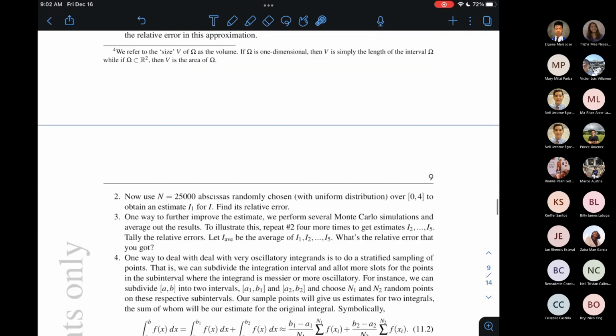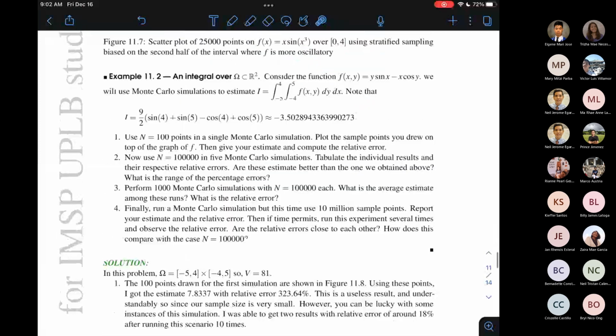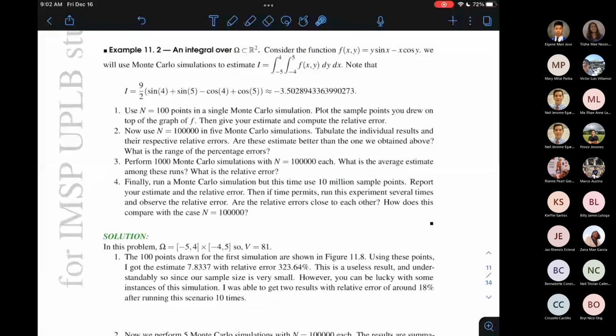Okay. So, let's try a two-dimensional example. That's example 11.2. So, we are doing an integral over R squared, over a subset of R squared, omega. So, dito mag-i-integrate tayo ng y sine x minus x cosine y over the rectangle negative 4 to 5 and negative 5 to 4. Sana tama na to. Let's see.